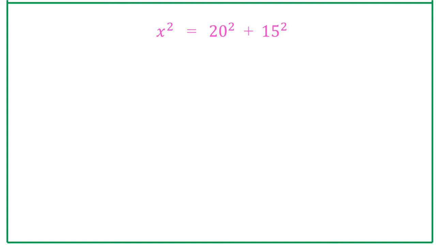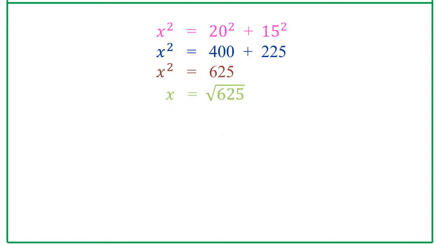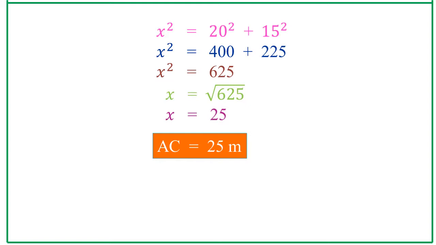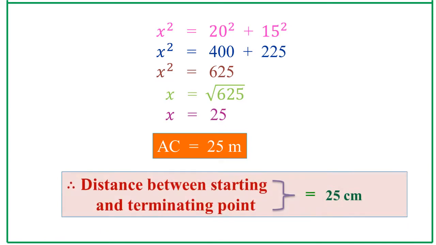So x squared equal to side 1 side 2, 20 squared plus 15 squared. We get x squared equal to 20 squared plus 15 squared. X squared equal to 20 squared means 400 plus 15 squared 225. So x squared equal to 400 plus 225. We can add the values. We get 625. X equal to root of 625. 25 25s are 625. So x equal to 25. Therefore, that means AC 25 meter. That means hypotenuse 25 meter. Therefore, distance between starting and terminating point 25 meter.